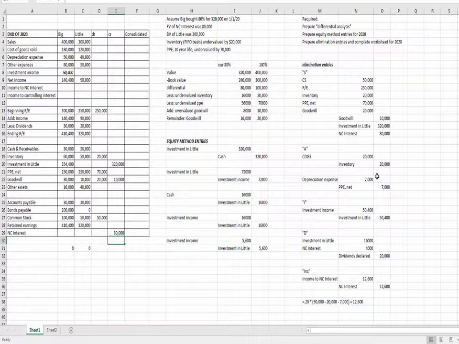Okay, so just copying debits to the debit column, credits to the credit column. Only really tricky thing to keep in mind again is we always adjust beginning retained earnings, and you have to keep in mind the distinction between the investment and the investment income. Okay, next the A entry.